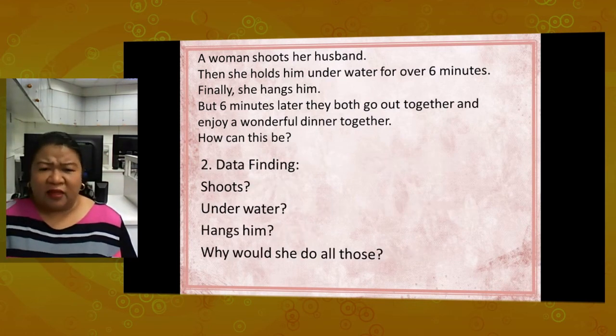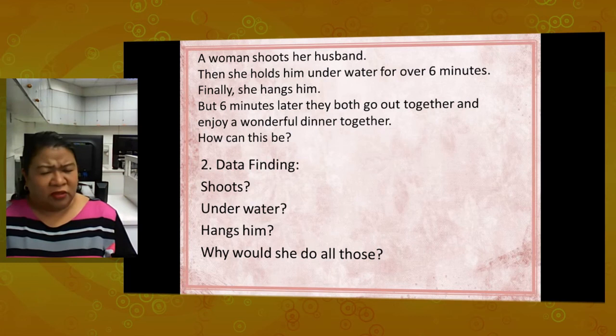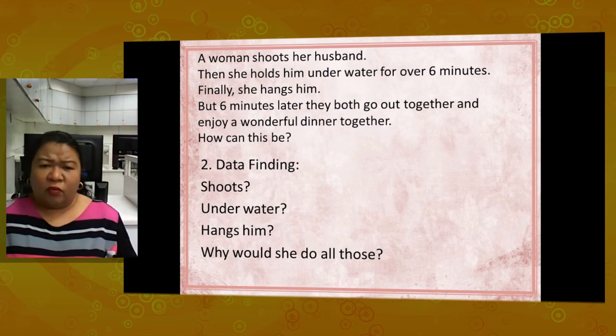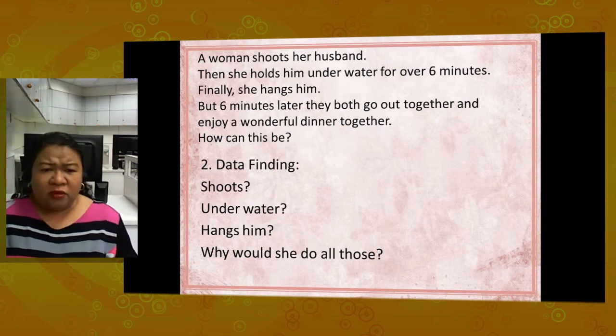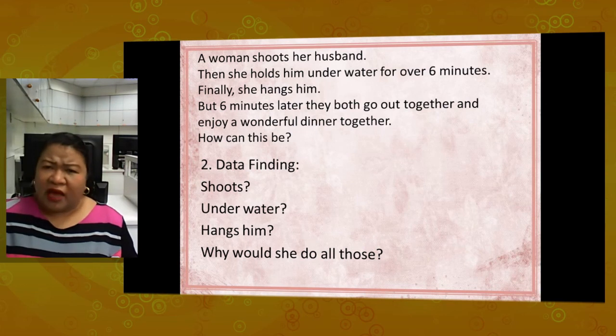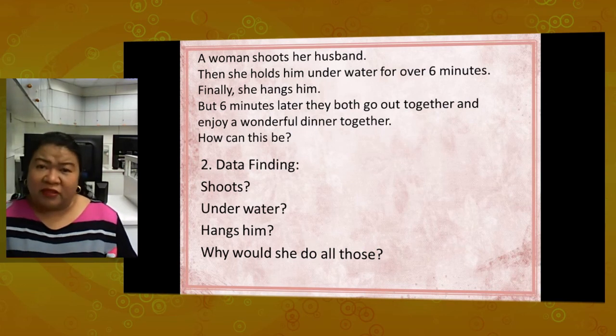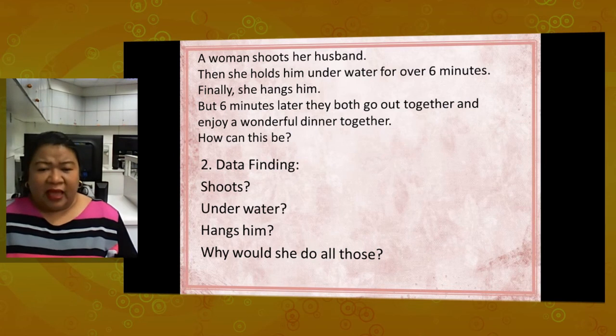And then data finding: shoots, underwater, hangs him. What do you really mean by shoot? What did she use? So you try to find data about that. What did she use to shoot him? And what do we mean underwater? Was it in a tub, in a pool? And then hangs. How did she do that? What was meant by that? So now you gather data. And why would you do all those things? So you gather data about all of this.